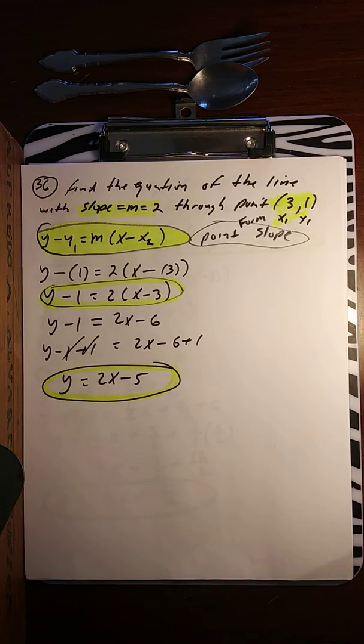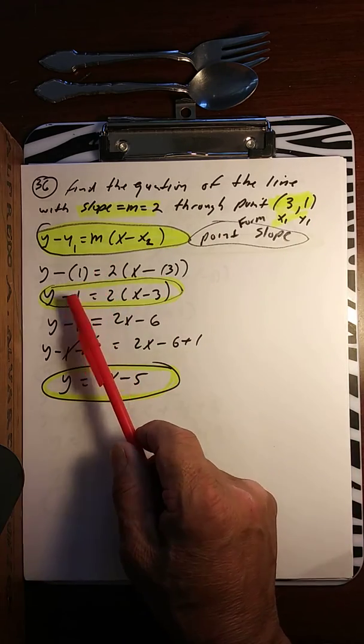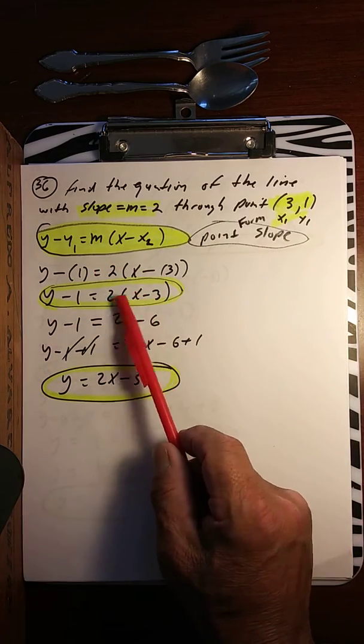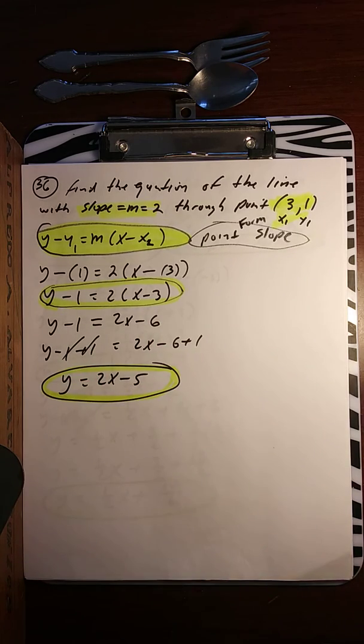Find the equation of the line that has a slope of 2 and a point (3, 1). Put in the formula. So it's going to be minus 1. 2 times that is 2x. 2 times that minus 6. Add 1. So y equals 2x minus 5.